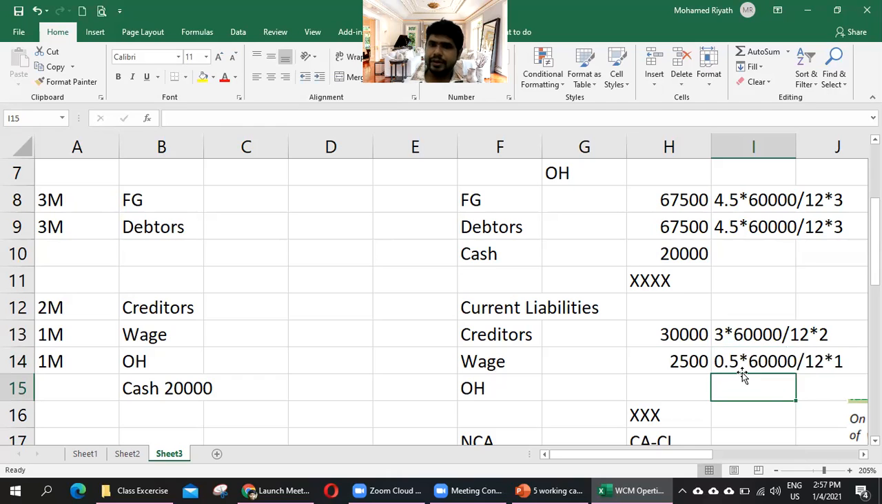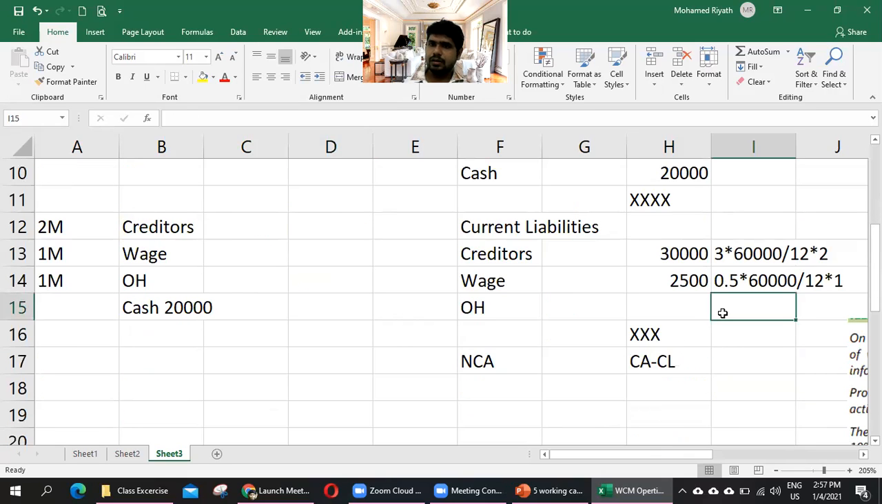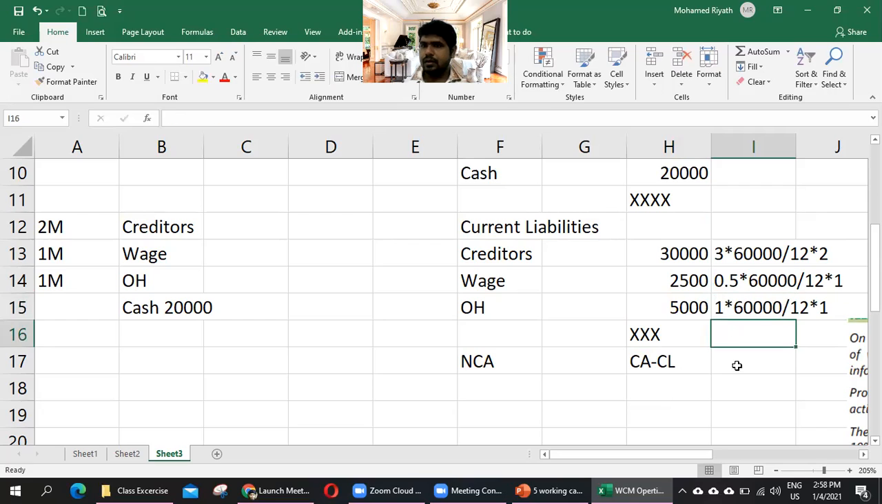And what about overhead? Overhead cost equals 1 rupee per unit. 1 rupee into 60,000 units divided by 12, and it should be settled in 1 month. So what's the answer? It equals 5,000. Right? And we need only one thing.